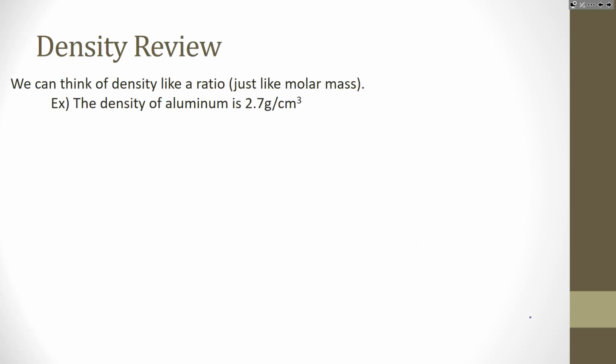So you can think of density like a ratio, just like molar mass. The density of aluminum is 2.7 grams per centimeter cubed. So you could say you have 2.7 grams for 1 centimeter cubed. Or if you have 1 centimeter cubed, it's the same as 2.7 grams. So we can set up density as a ratio. Anytime you have something per something, it is a ratio.